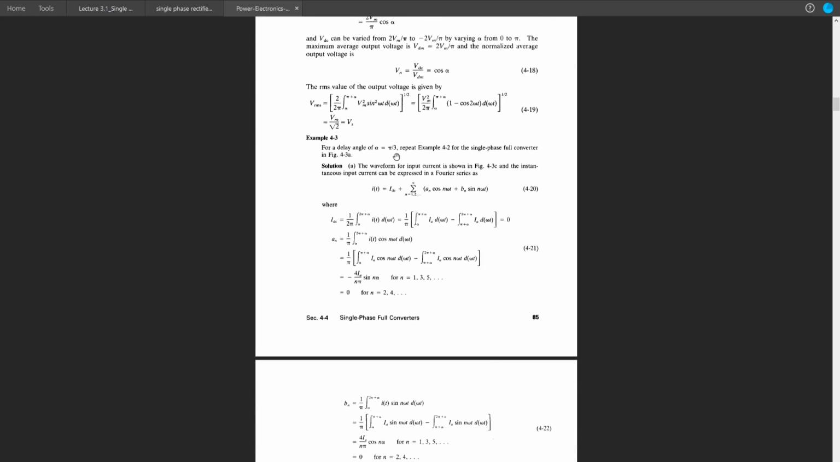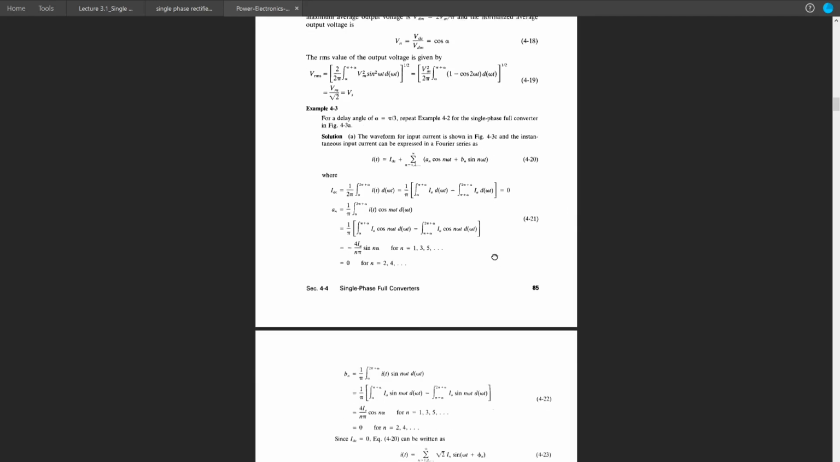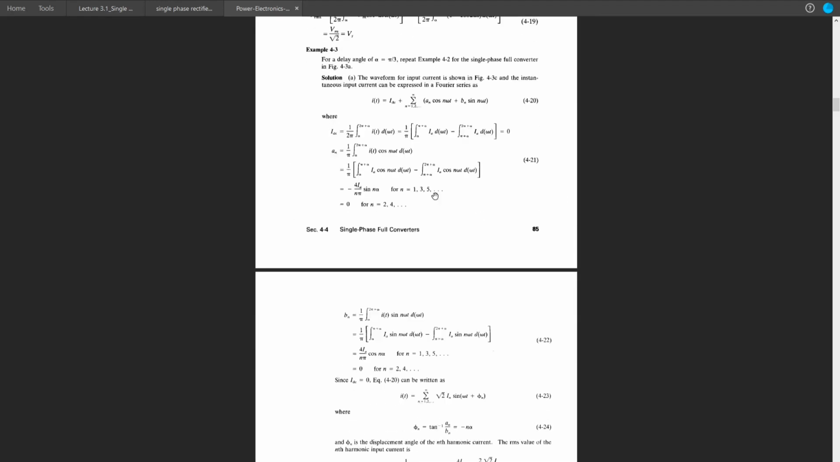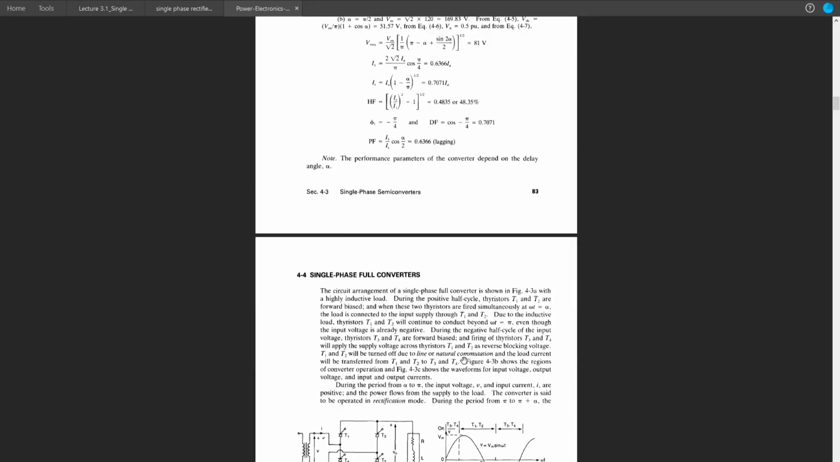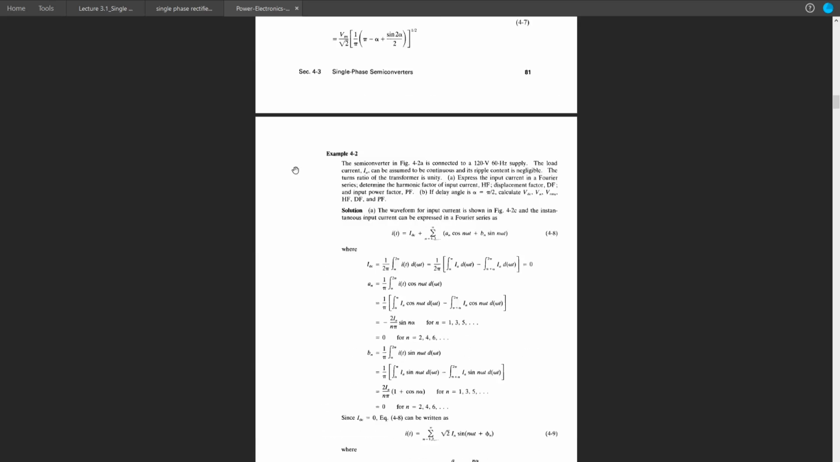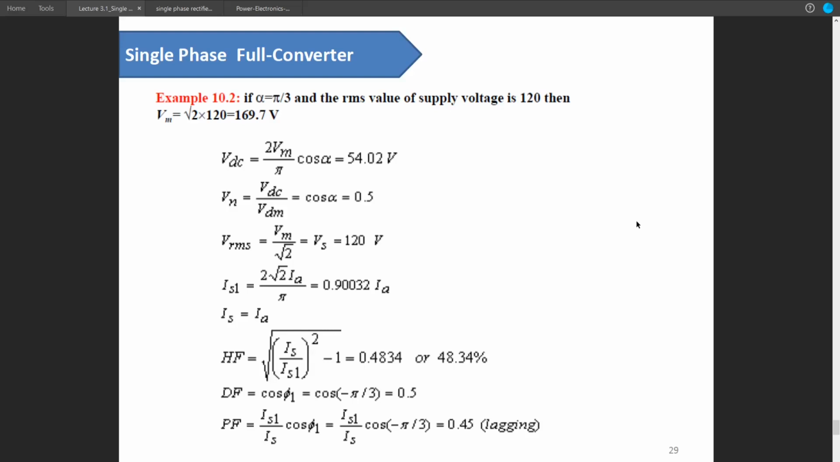So here alpha equals pi by 2, the given firing angle, and the result will be a bit different, but the process is the same as example 4-2. So this ends our lectures on single phase controlled rectifier.